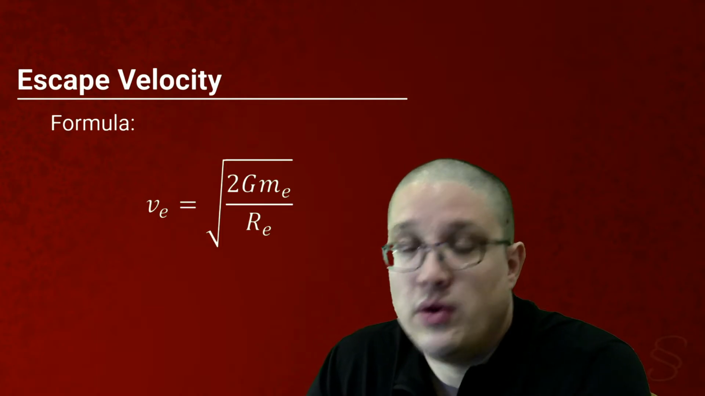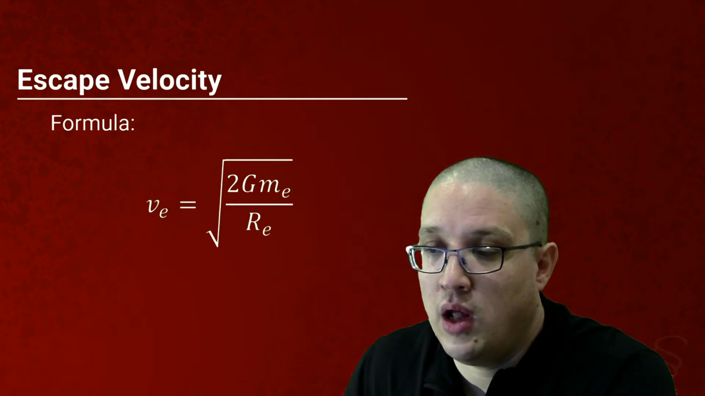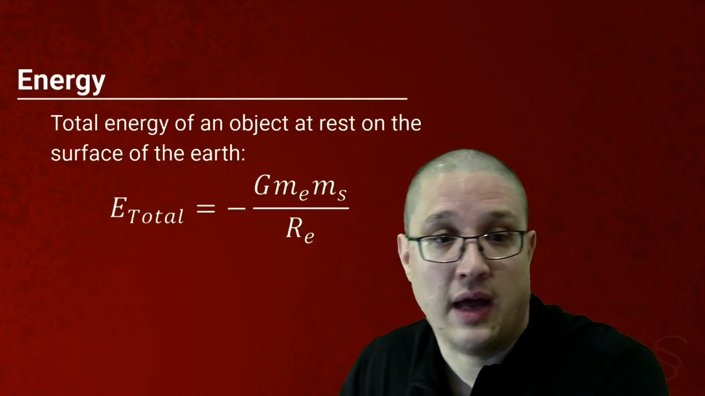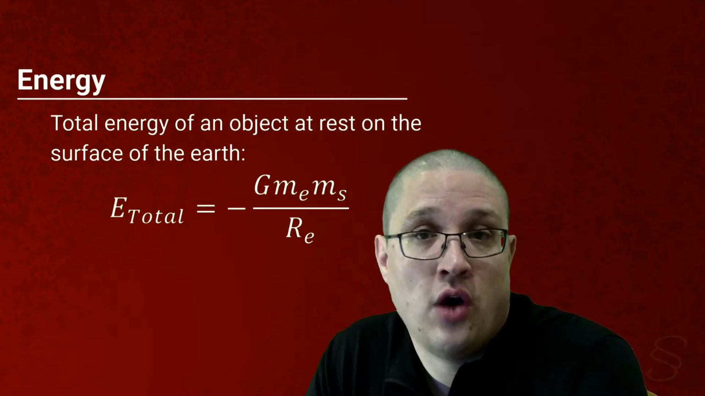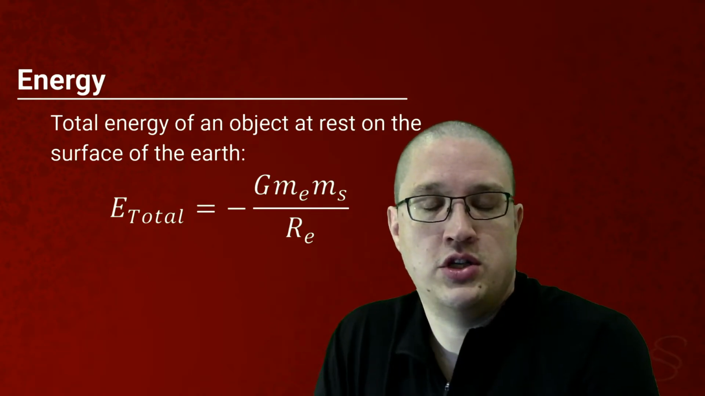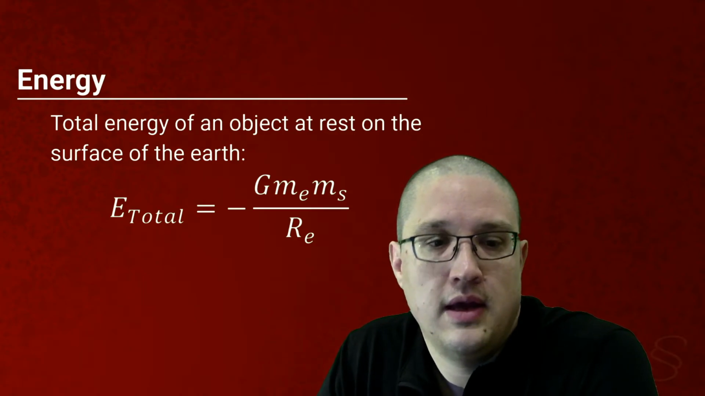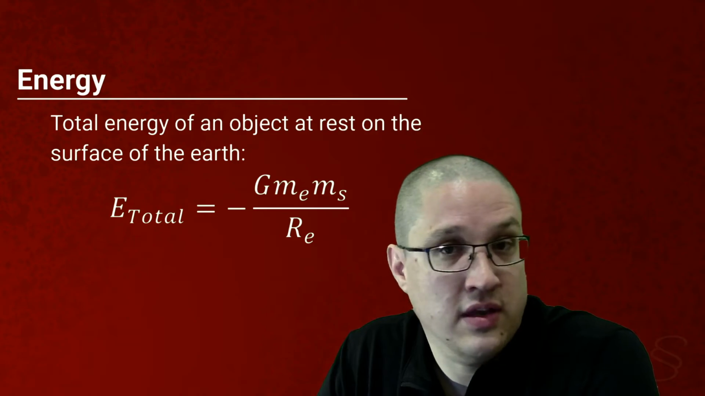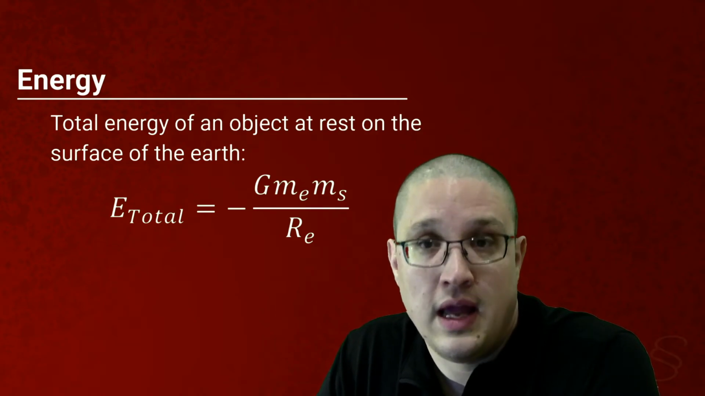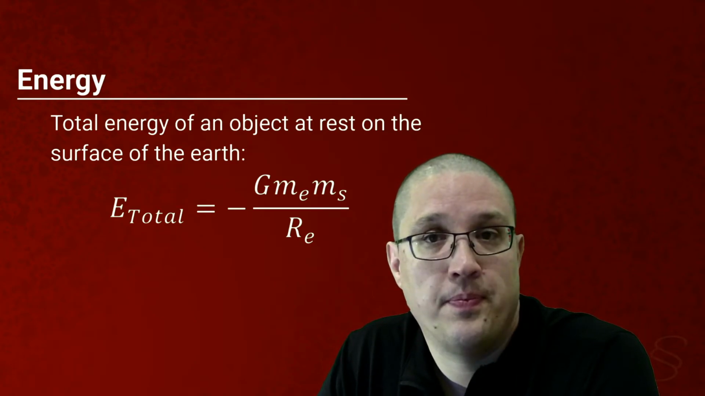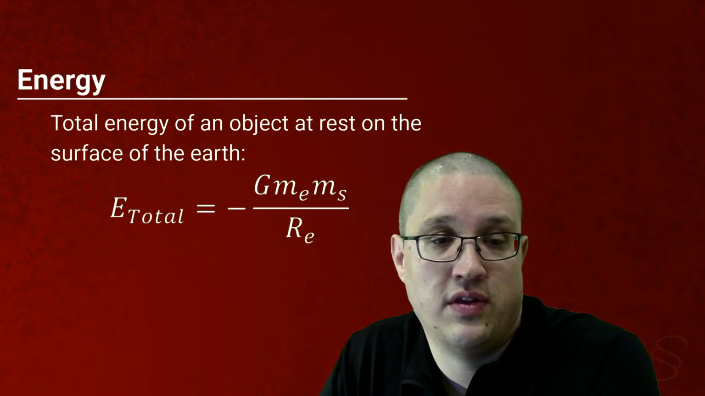When we're talking about escape velocity here, and when we're talking about trying to escape Earth's gravity well, we also have a couple other formulas we can look at. If I have an object at rest on the surface of Earth, the only energy that I'm concerned about is the gravitational potential energy. This I can find by this formula here, my gravitational potential energy formula. That is the total energy that this object has. It does not have kinetic energy relative to the Earth because it is not moving relative to it.